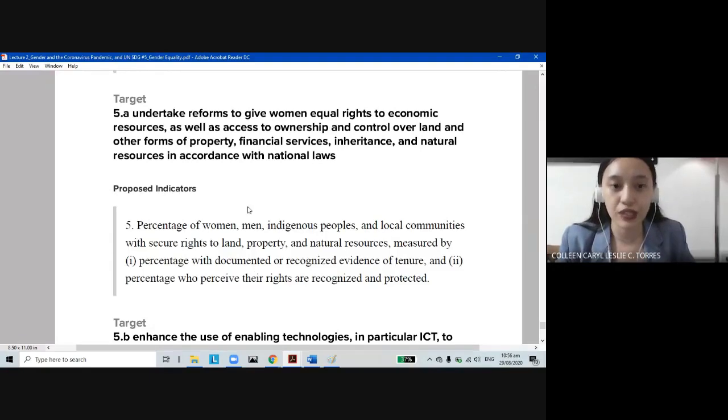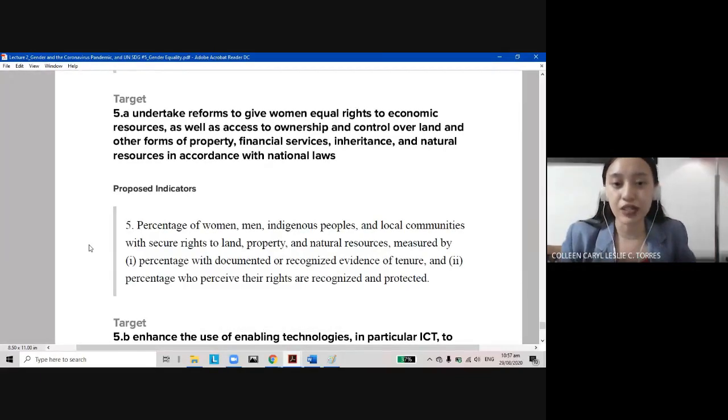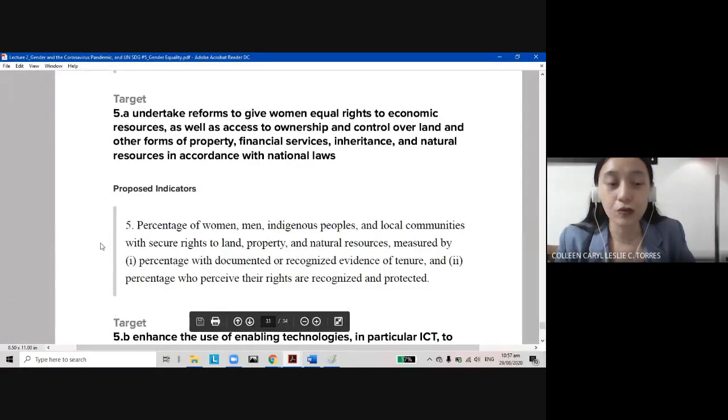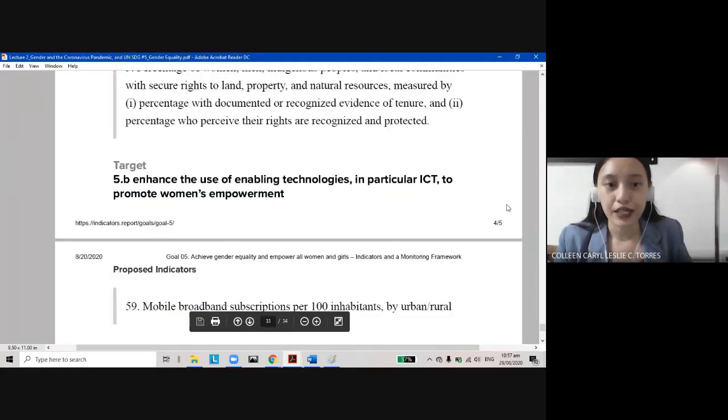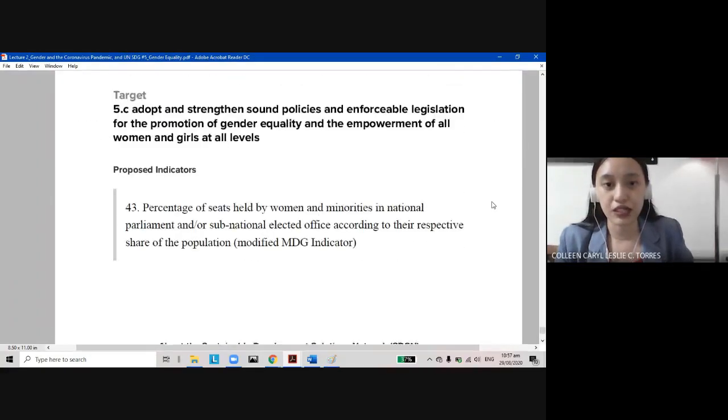To measure those, the indicators would be percentage of women, men, and IPs with secure rights to land. So not just in land, but hopefully also in employment. There would be more females who get hired as well during this time, no? And home-based work, as mentioned in the previous lecture, home-based work through the internet has been an opportunity to gain income. Another indicator would be enabling technologies using ICT, as mentioned just now, using the internet for income, and to empower the different genders through the information that can be learned from the internet.